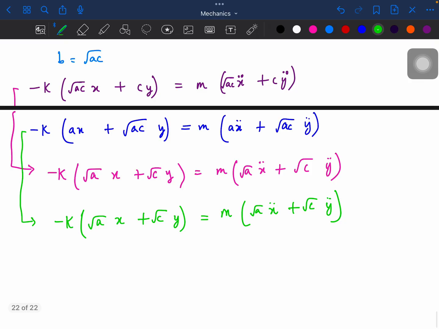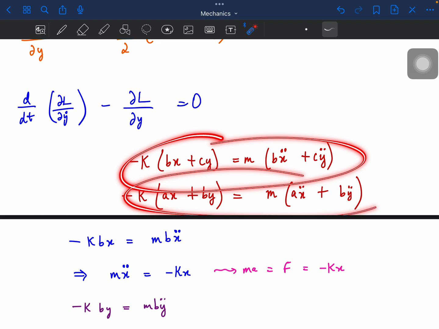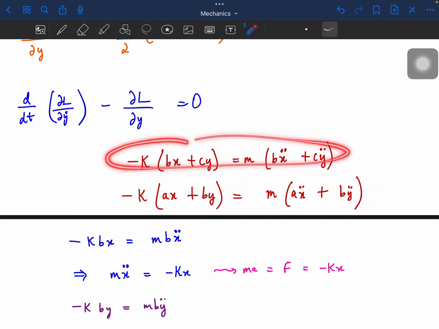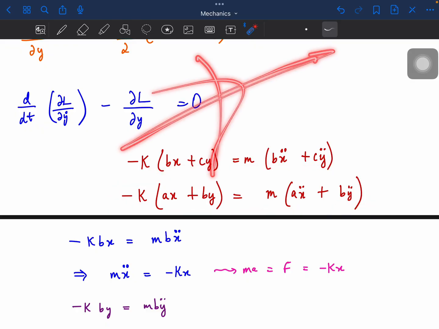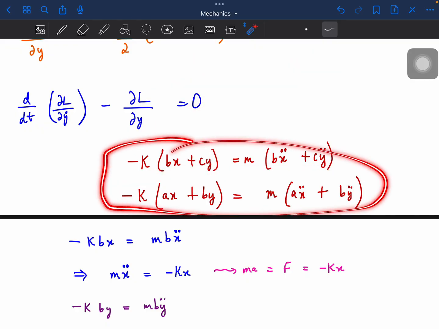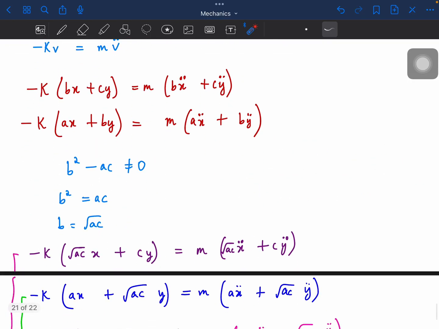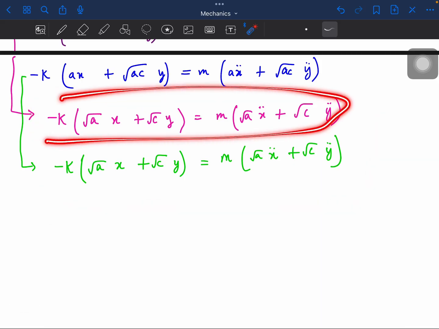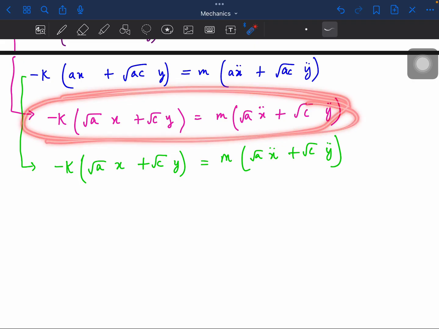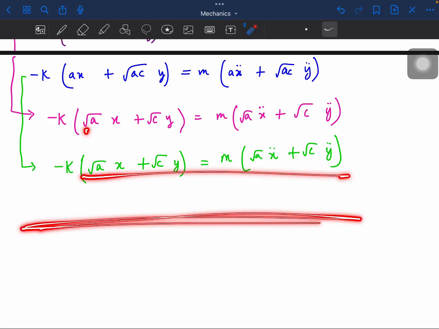Now is the interesting thing. Previously, we had two different equations. I said that this one represents a harmonic oscillator in one direction, and this one represents a harmonic oscillator in some other direction. And the combination of these two harmonic oscillations represents our Lagrangian. But as you can see here, this also represents a harmonic oscillator, and this equation also represents the exact same harmonic oscillator. So if this is in this direction, then this equation will also be in this direction.